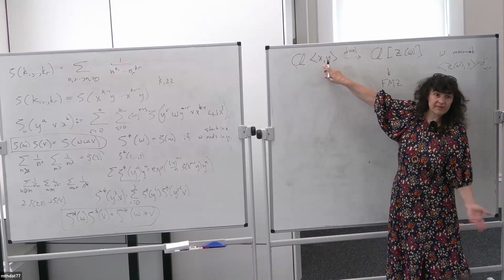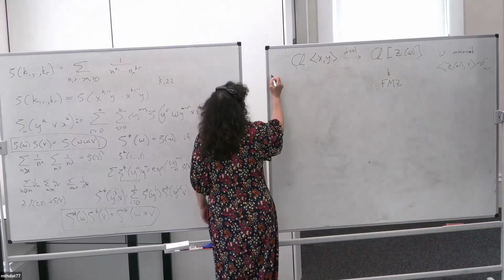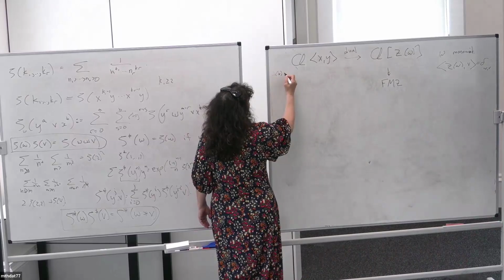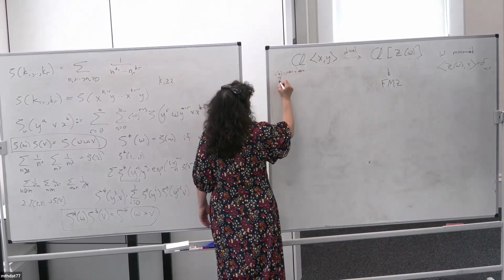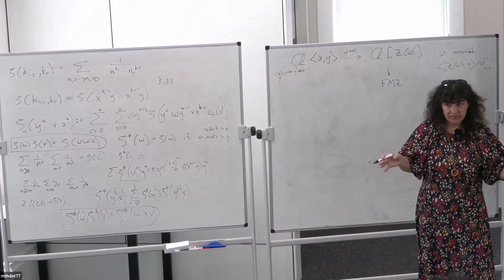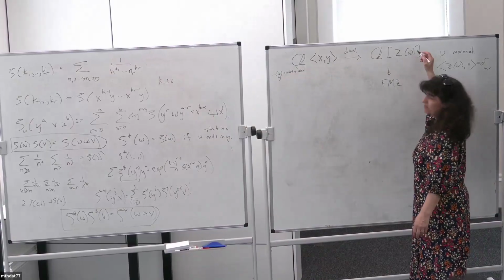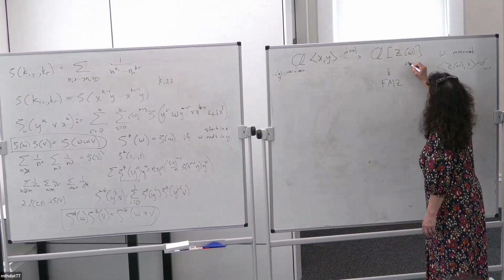In fact, I'm going to consider it as a Hopf algebra. So the coproduct is just going to be x tensor 1 plus 1 tensor x, and the same for y. And the multiplication is just concatenation. And over here, by duality, this one will become a Hopf algebra also. And the multiplication is the shuffle.